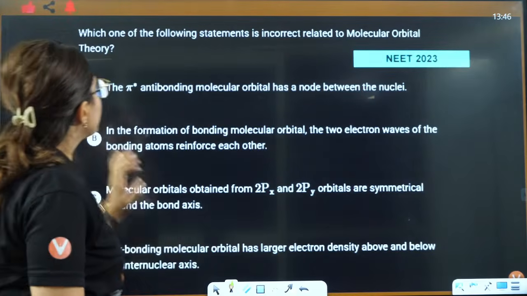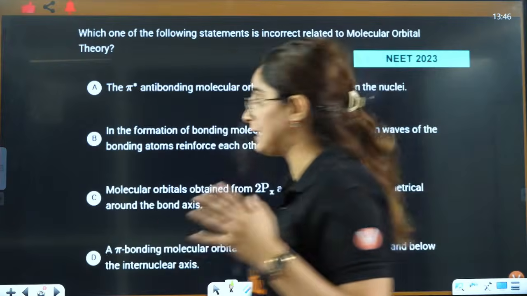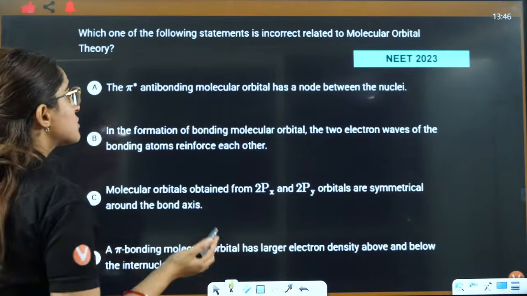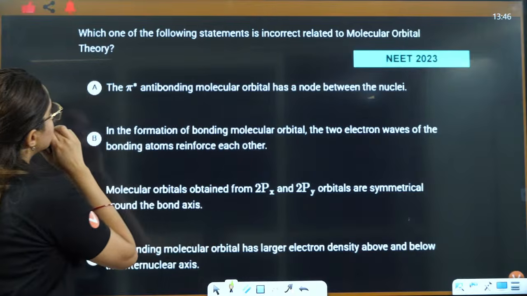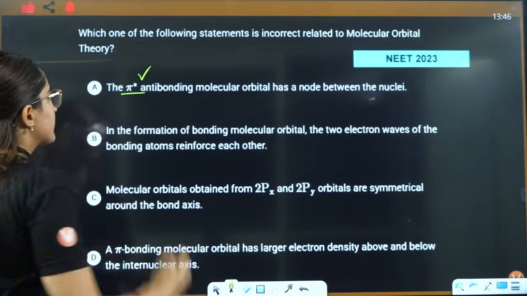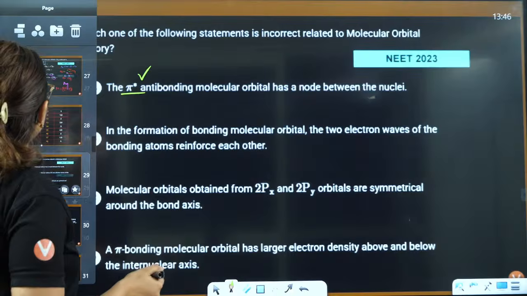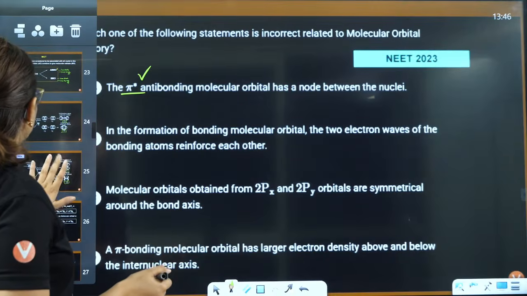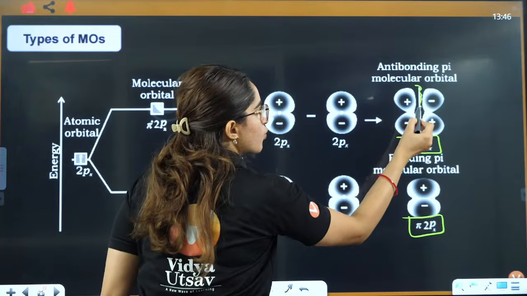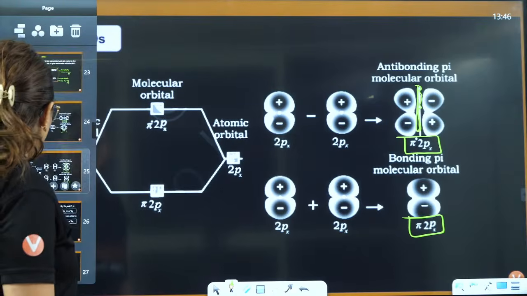Which one of the following statements is incorrect related to MOT? The pi star antibonding molecular orbital has a node between the nuclei. Yeah, that is correct. Anti-bonding orbitals have a node. If you see this here, this is called a node. The empty space between is called a node. So they do have a node here, right?